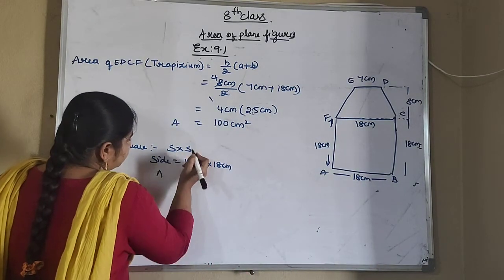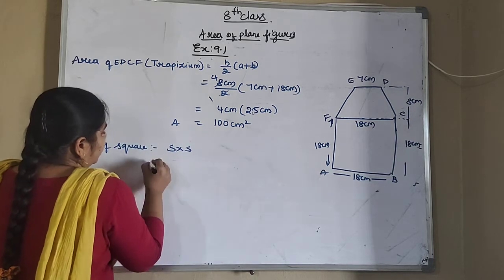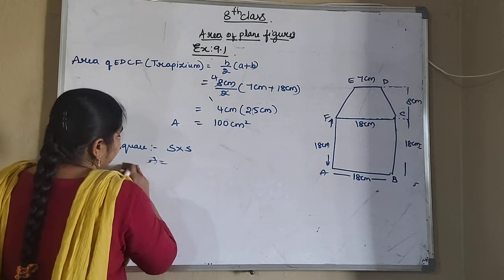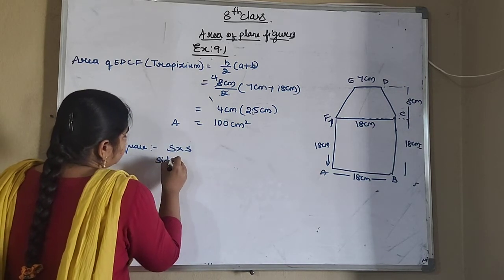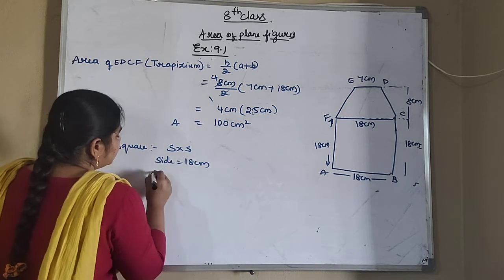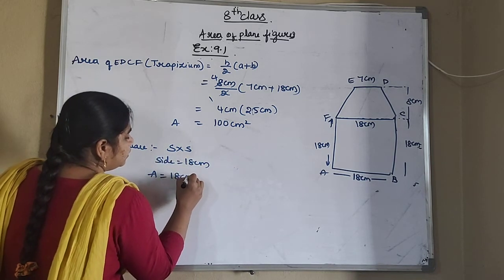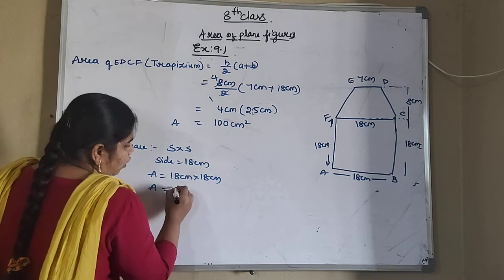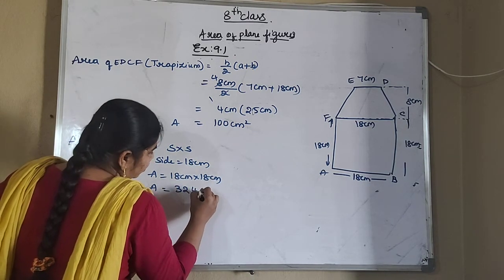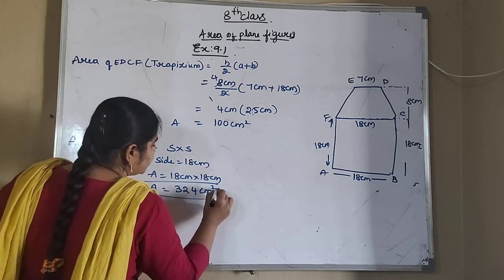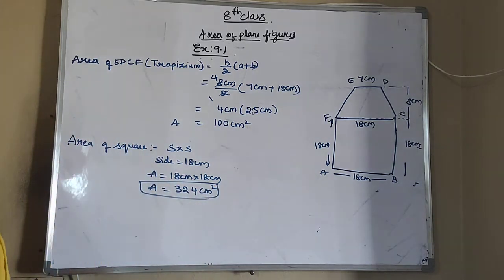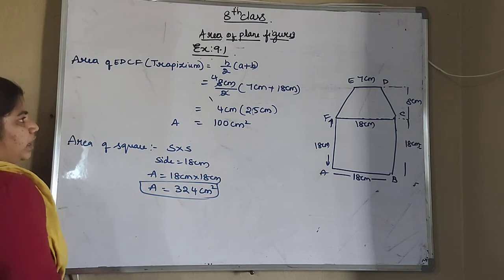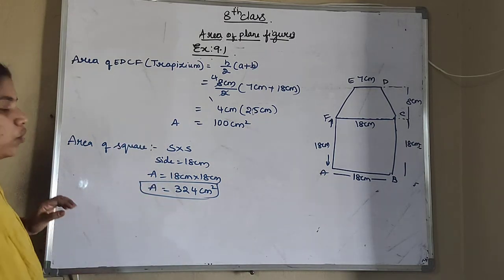Area is equal to, side is 18 centimeters, so area is equal to 18 centimeters into 18 centimeters. So area is equal to how much? 324 centimeters square. So the area of the square you got is 324 centimeters square. Now what do we have to find? We have to find the area of the whole figure.